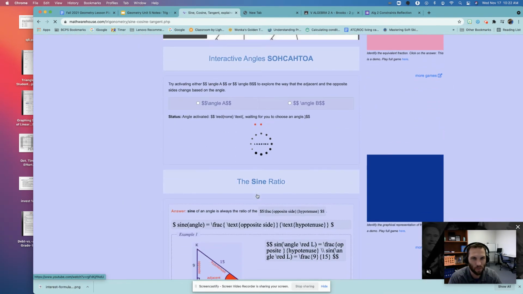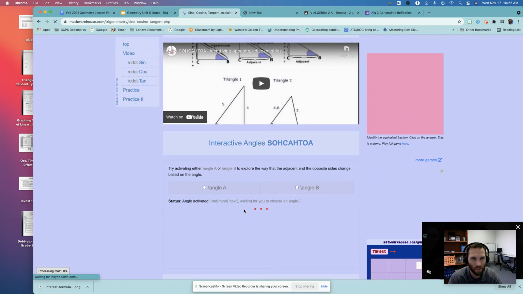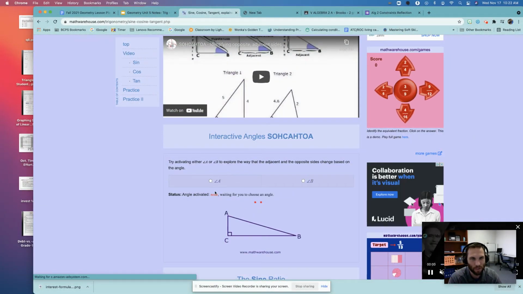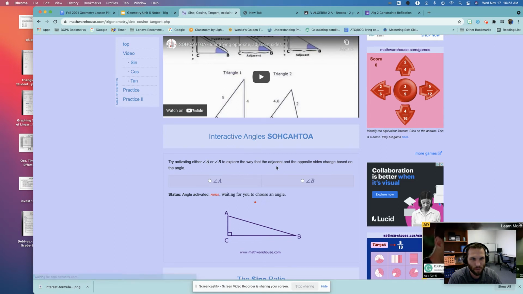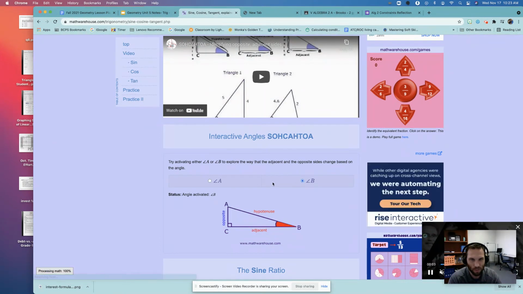It's right here. It's going to load. There it is. So it says activate either angle to explore adjacent or opposite. And if you click on angle A, you'll see adjacent is beside angle A, opposite is over here. And if you change to B, they switch. And the hypotenuse is always the same. So I think this is a really good visual way of seeing opposite and adjacent sides. Hopefully the hypotenuse makes sense.